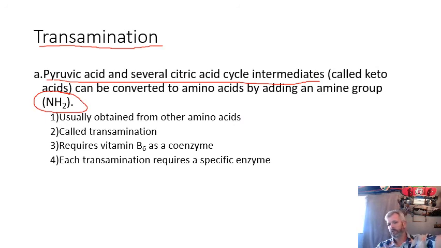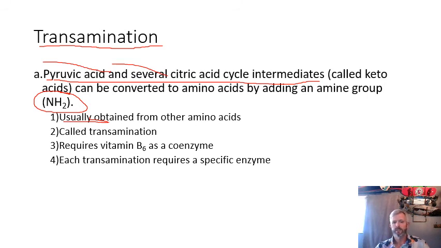Okay, we're going to take an amine group off of a donor amino acid and we're going to add it to one of these molecules and we can make our non-essential amino acids. We're going to see glutamic acid is going to be a good donor for our amine. We've got to get our amine group from somewhere. And we'll see through the transamination, we take it off one amino acid and put it onto one of these molecules, and we can get our non-essential amino acids.